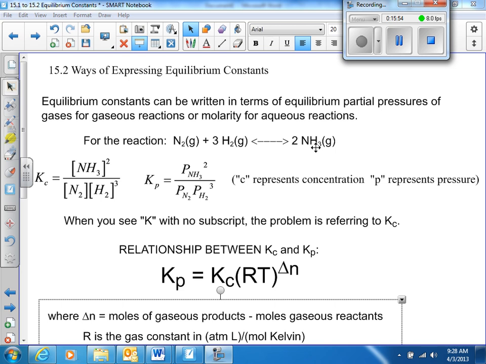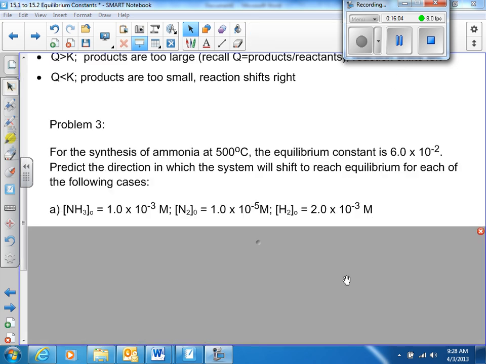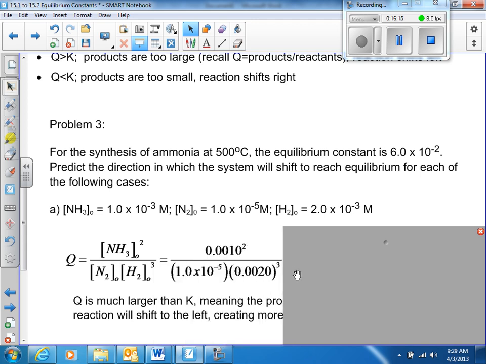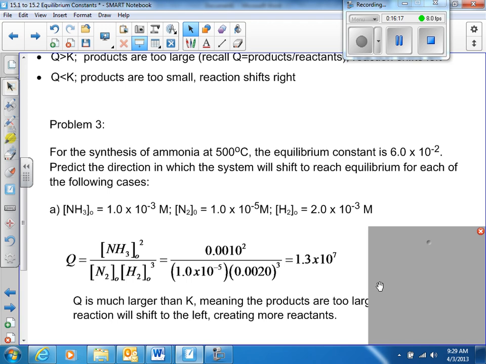We're going to plug in the initial concentrations into this expression right here. That will give us Q. So we'll have NH3 squared over H2 cubed times N2, and you can solve for Q. You can pause this if you'd like, or I'm going to show you the solution right now. So we just plug in our values, and we get Q, and we see this Q right here is much bigger than K.